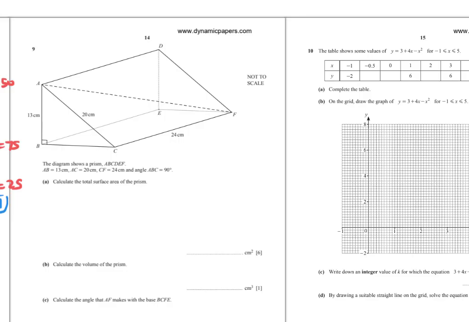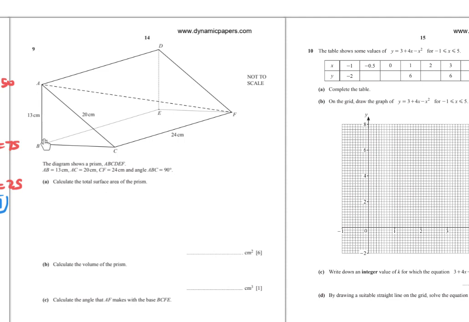Number 9, the diagram shows a prism A, B, C, D, E, F. AB equal 13, AC equal 20, and CF equal 24. Calculate the total surface area of a prism. To find the total surface area of the prism, we need to find the area of all faces. We have 5 faces, 2 triangles and 3 rectangles.